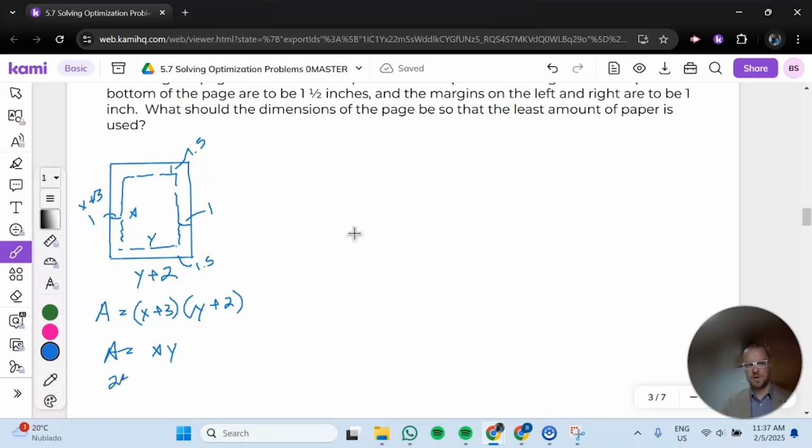So 24 is equal to xy, which if I want to solve for one of my variables so I can get rid of it, I'm going to get that y is equal to 24 over x, and then I'll plug that in to my original equation there. So now I can create that equation with only one variable, so it's going to be x plus 3. And instead of y, I'm going to put 24 over x plus 2.